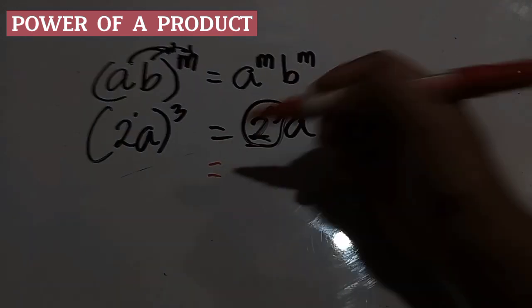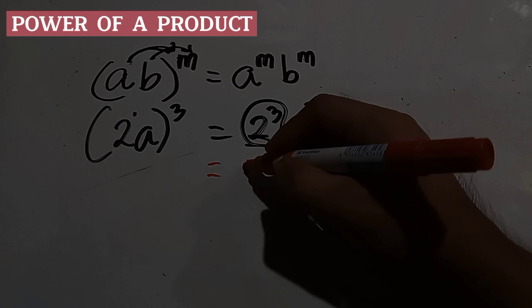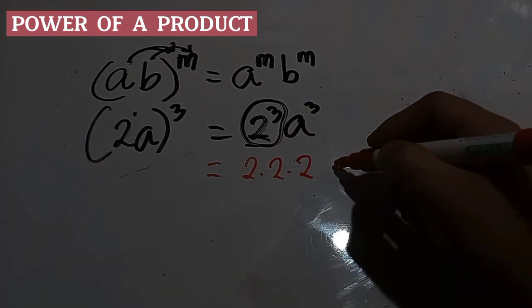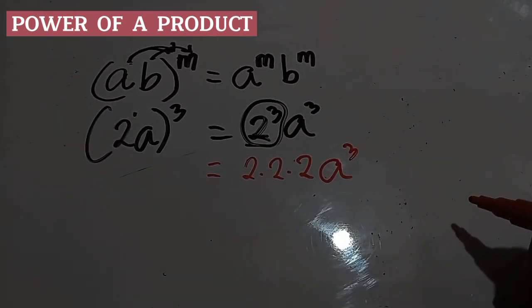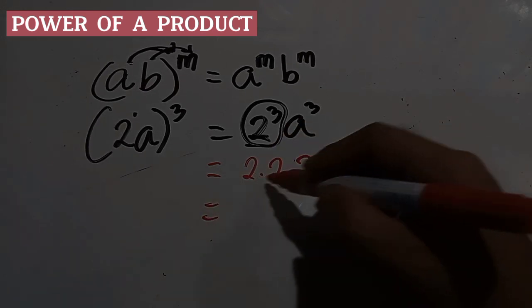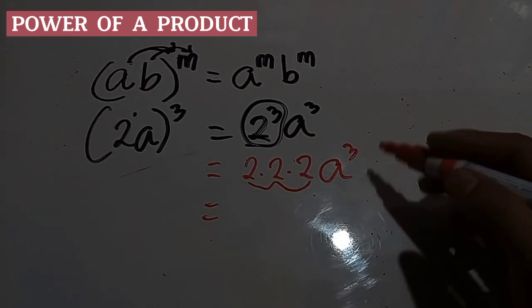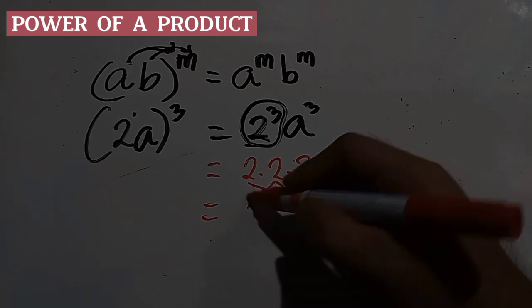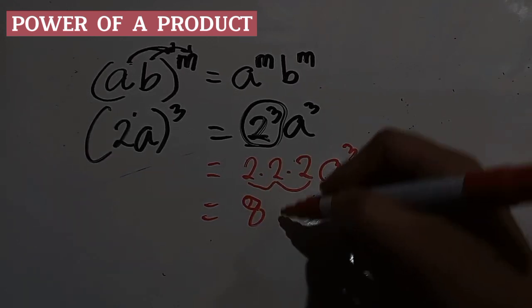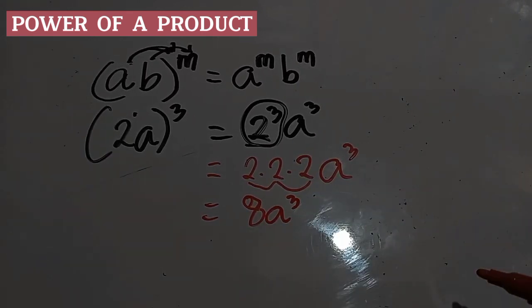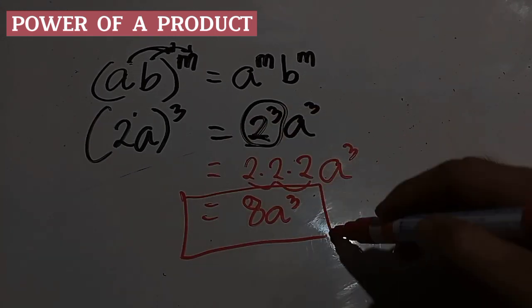So ito ay magiging, since meron tayong cubes, i-multiply natin 2 times 2 times 2. Kopyahin natin yung a cube. Okay, next is multiply 2 times 2, 4 times 2, that is 8. So we have 8a cube. Is it the final answer? Yes, this is our final answer, 8a cube.